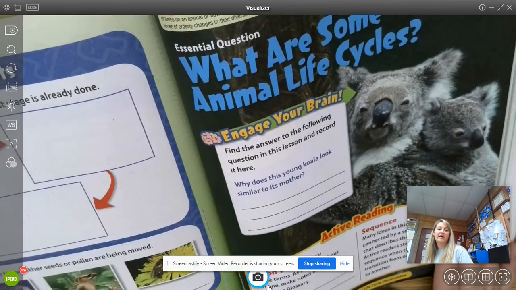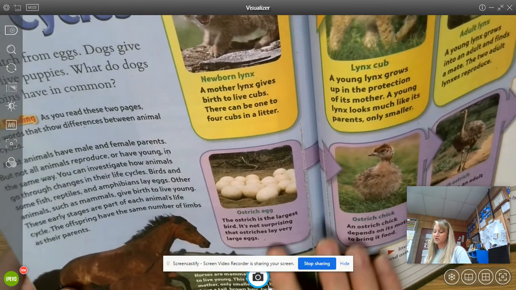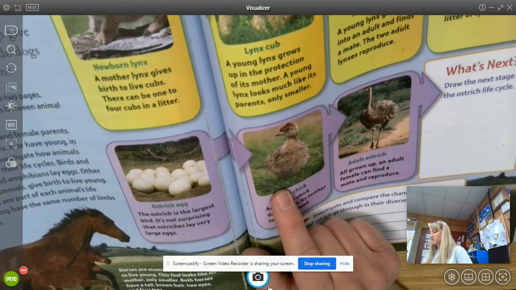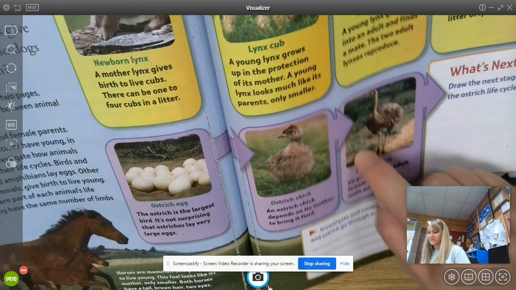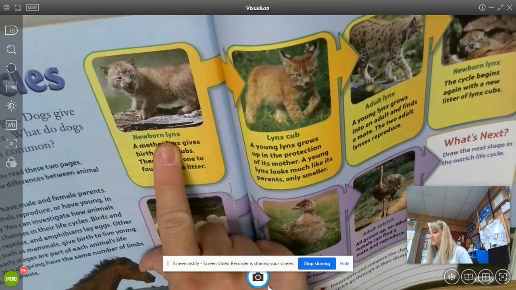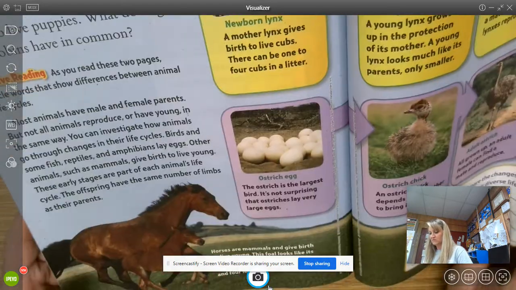What are some animal life cycles? Right, here are the pictures. It could go from eggs to a young chick to an adult, and then it starts back over. Okay, and if it doesn't start with an egg, it could just start with a little newborn animal, and then it gets bigger to an adult and then has more.